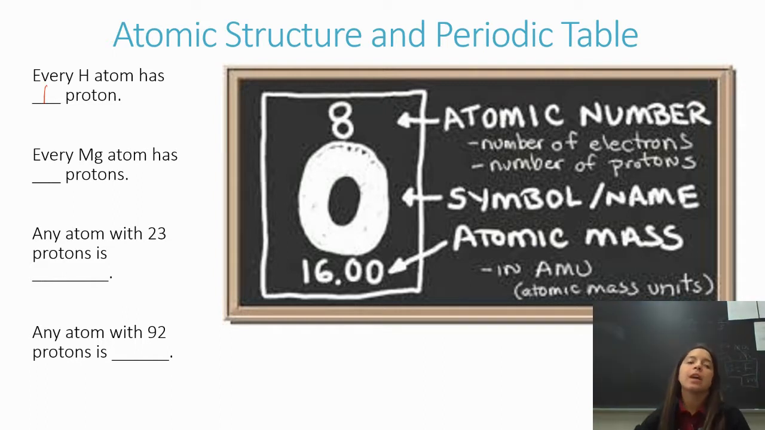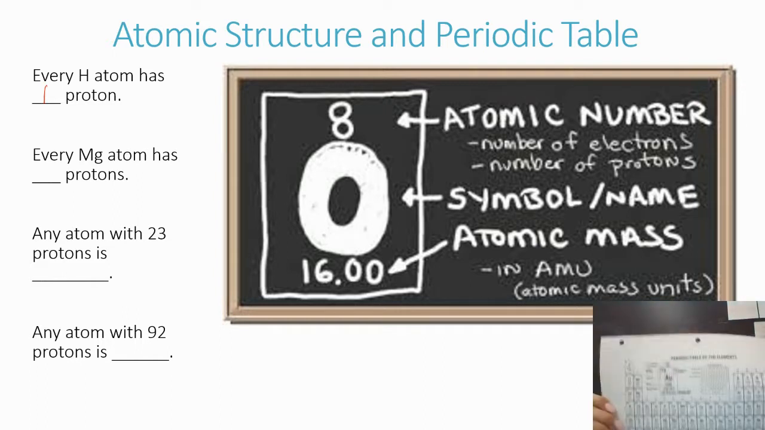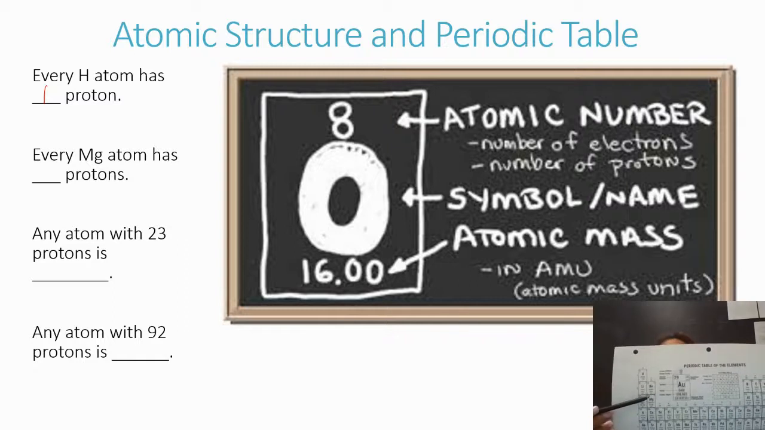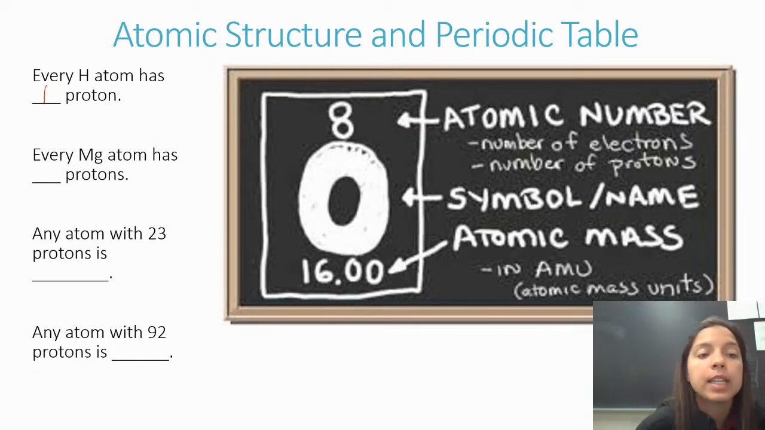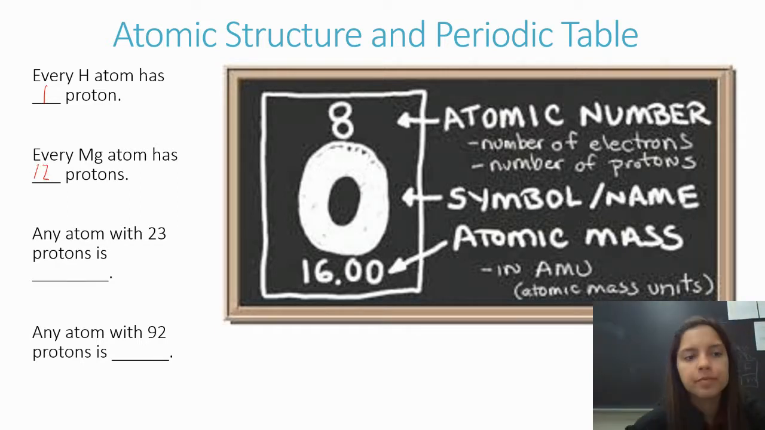Now every magnesium atom has, we're going to go to the periodic table, we find magnesium, and magnesium has an atomic number of 12. So every magnesium atom has 12 protons.